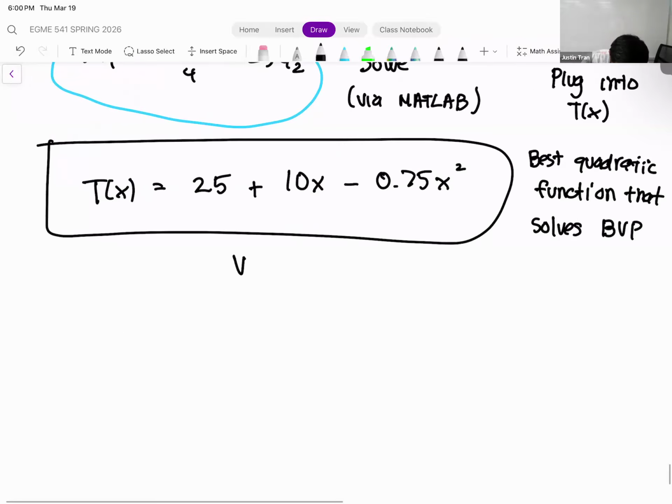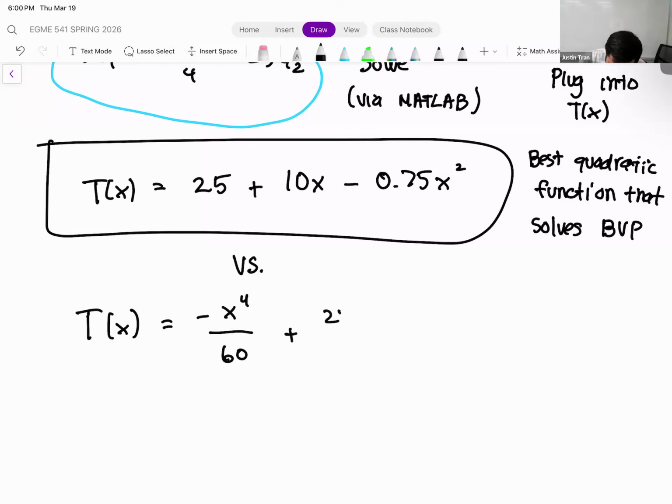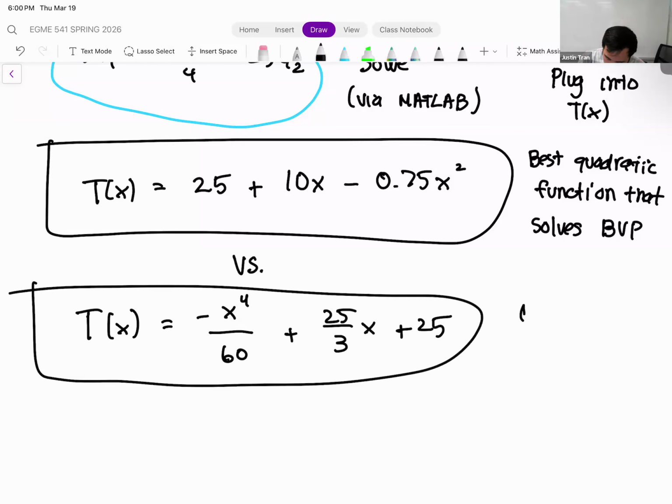Okay, so let's compare this versus the exact solution. Our exact solution for our strong form was T of x is equal to minus x to the fourth divided by 60 plus 25 over 3 times x plus 25. This was our exact solution to our strong form. You can see the functions look quite different. Our strong form solution does not even have any quadratic terms, and so our quadratic term is doing its best to emulate that x to the fourth power, at least within our domain.